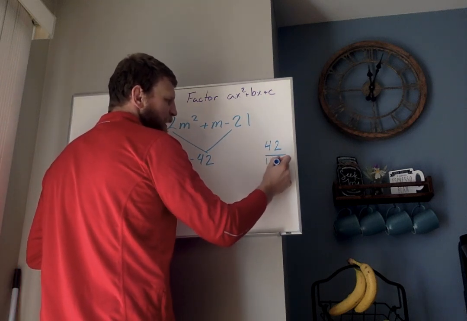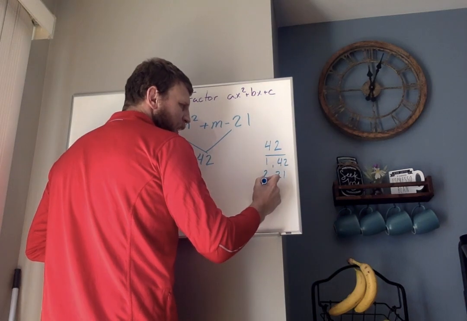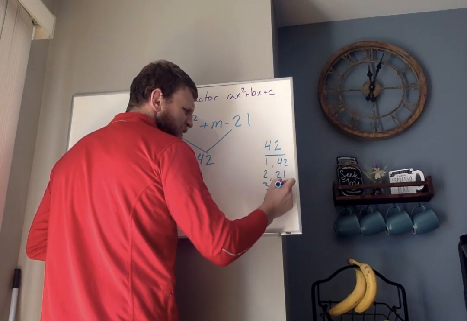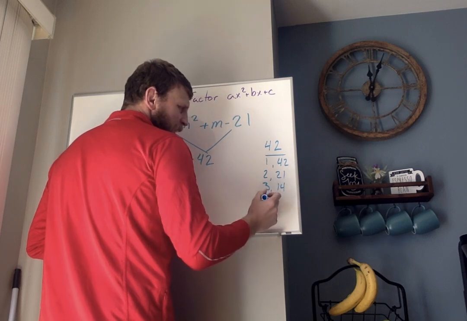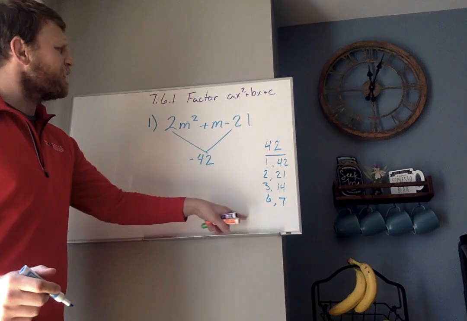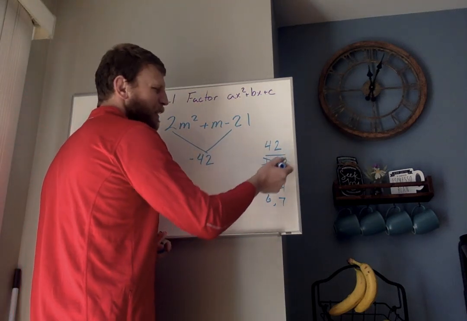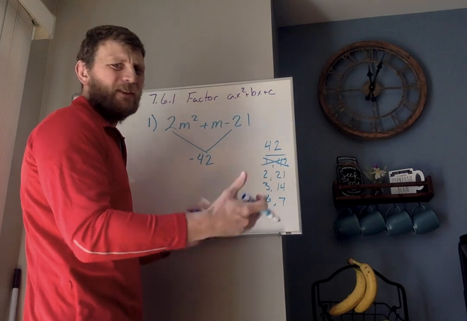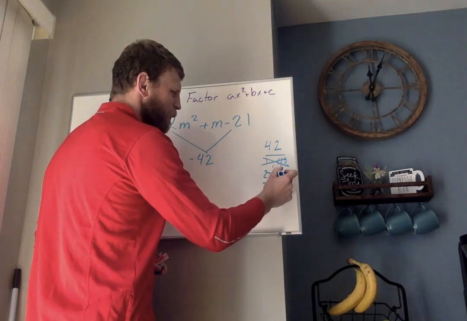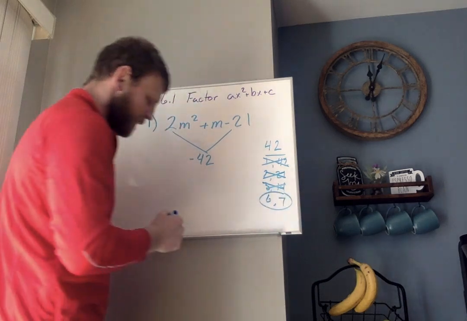So I'm just breaking it down, 1 and 42, 2 and 21. We got 3 and 14, 6 and 7. That's it. So I'm looking for these factors that could give me a 1. You're probably saying 1 and 42 doesn't give you a 1. It has a 1 in it, but I can't use both numbers and get a 1. 2 and 21, same deal. 3 and 14, same deal. So I'm looking at 6 and 7.